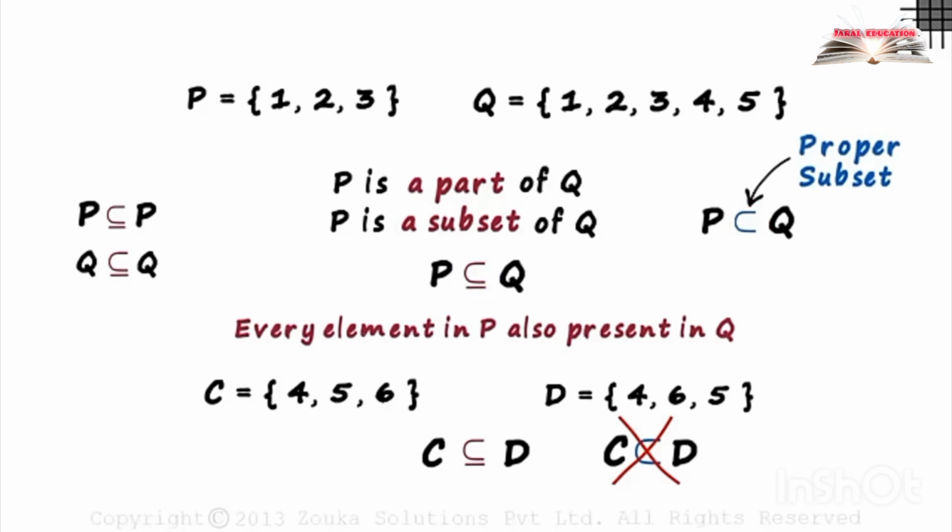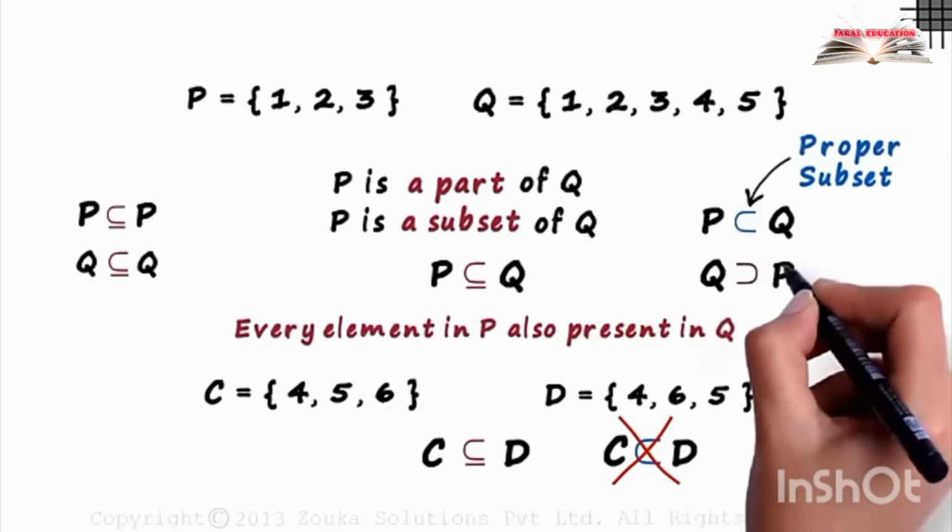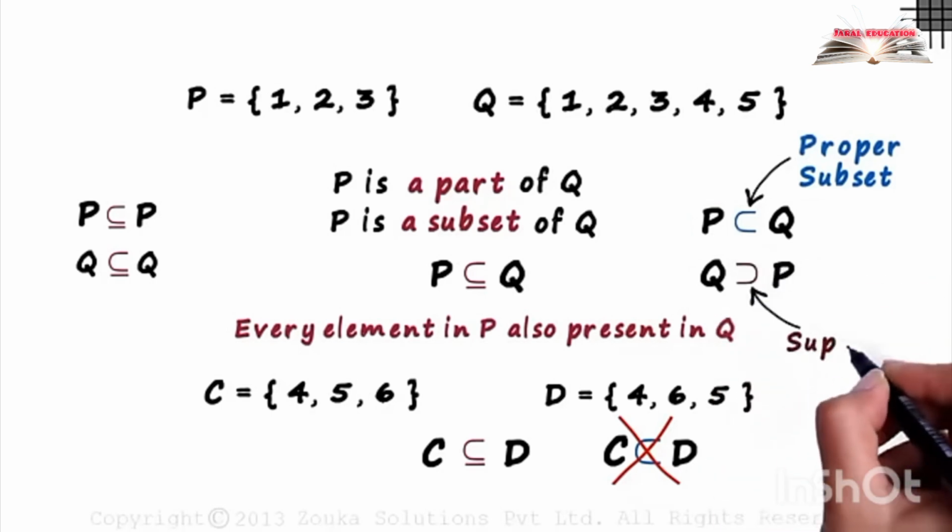Just one last thing we need to understand. Just as we say P is a proper subset of Q, we can also say that set Q is a superset of set P. This symbol is used to represent superset.